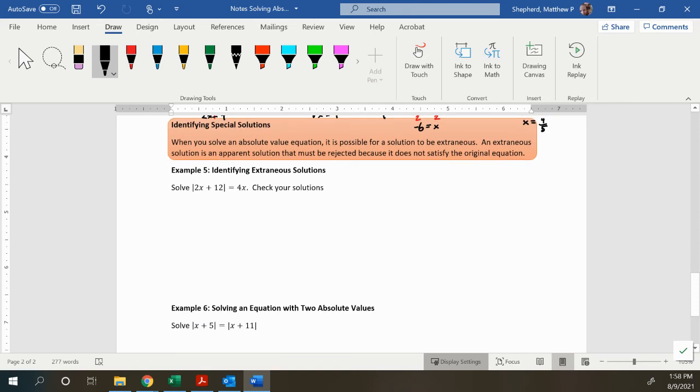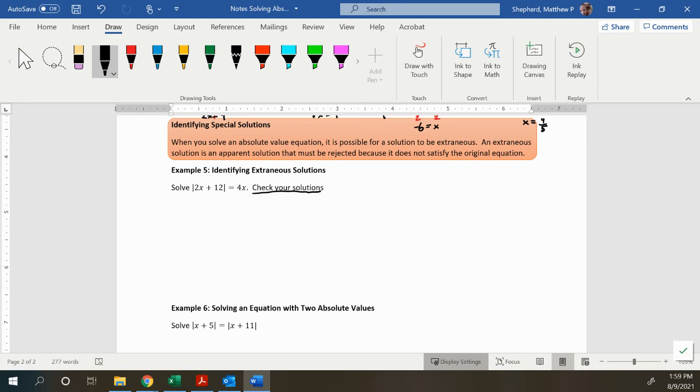Let's talk about something called an extraneous solution. When you solve an absolute value equation, it is possible for a solution to be extraneous. An extraneous solution is an apparent solution that needs to be rejected because it doesn't satisfy the original equation. Now, when we say it doesn't satisfy the original equation, what we're trying to say is it makes them not equal. Even though we did all this math and we solved it, if we plug it back in, it's not actually equal. It doesn't actually work. So we're going to check for extraneous solutions, and it's going to be a fairly simple process.